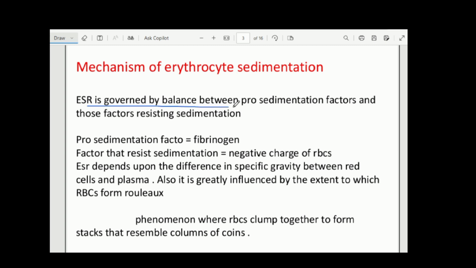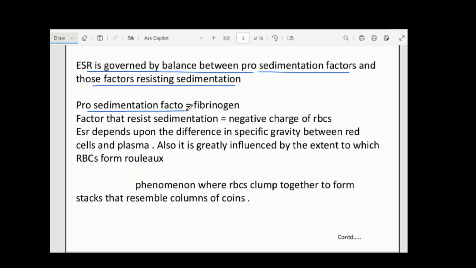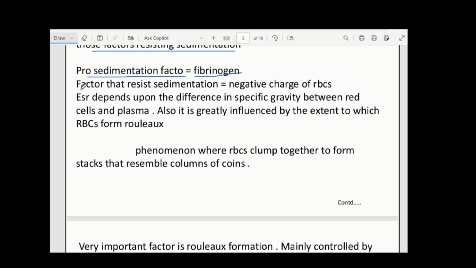ESR is governed by the balance between pro-sedimentation factors and those factors which resist the sedimentation. Some factors facilitate the sedimentation, and some resist it. The pro-sedimentation factor, which helps in sedimentation, is fibrinogen. The factor that resists sedimentation is the negative charge of the RBCs. Every RBC has a negative charge on its surface, also known as zeta potential.